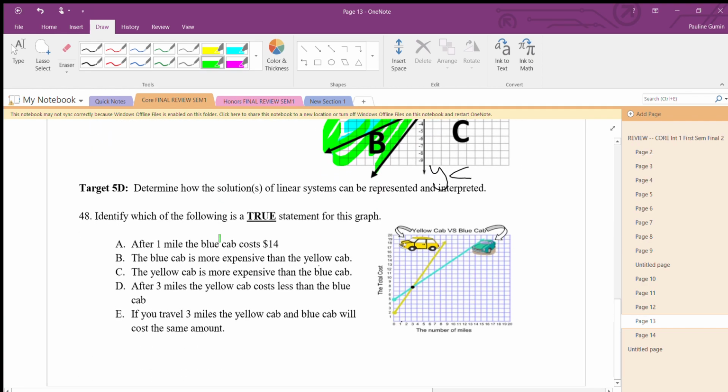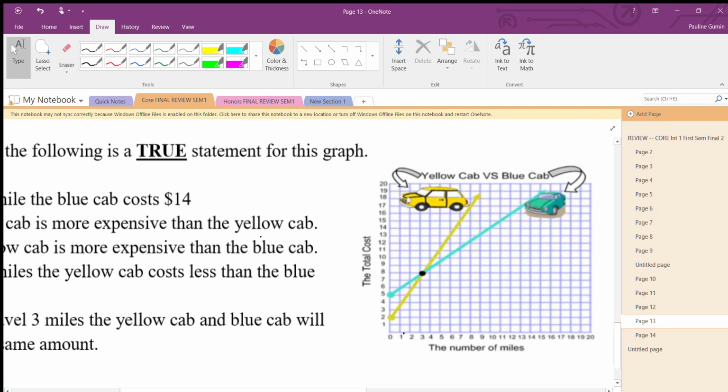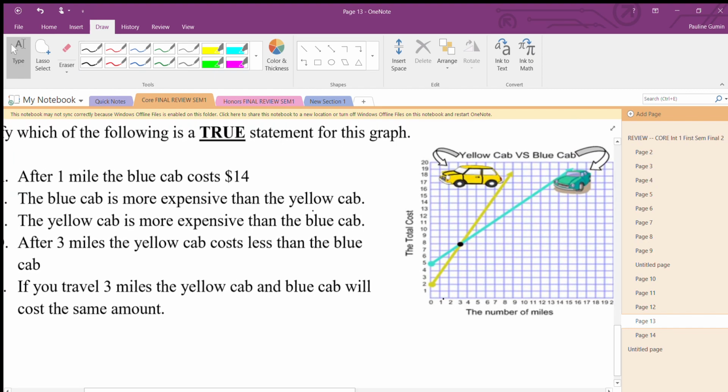Okay. In 48, we're going to determine which of the following is a true statement for the graph. Once again, I'm going to go ahead and zoom in, and we're going to take a look at the graph. Okay, so let's take a look at letter A. It says after 1 mile, the blue cab costs $14. Well, let's check that out. 1 mile is right here. I'm just going to go up to see the total cost. Blue cab is $6. Okay, well, it's not letter A.